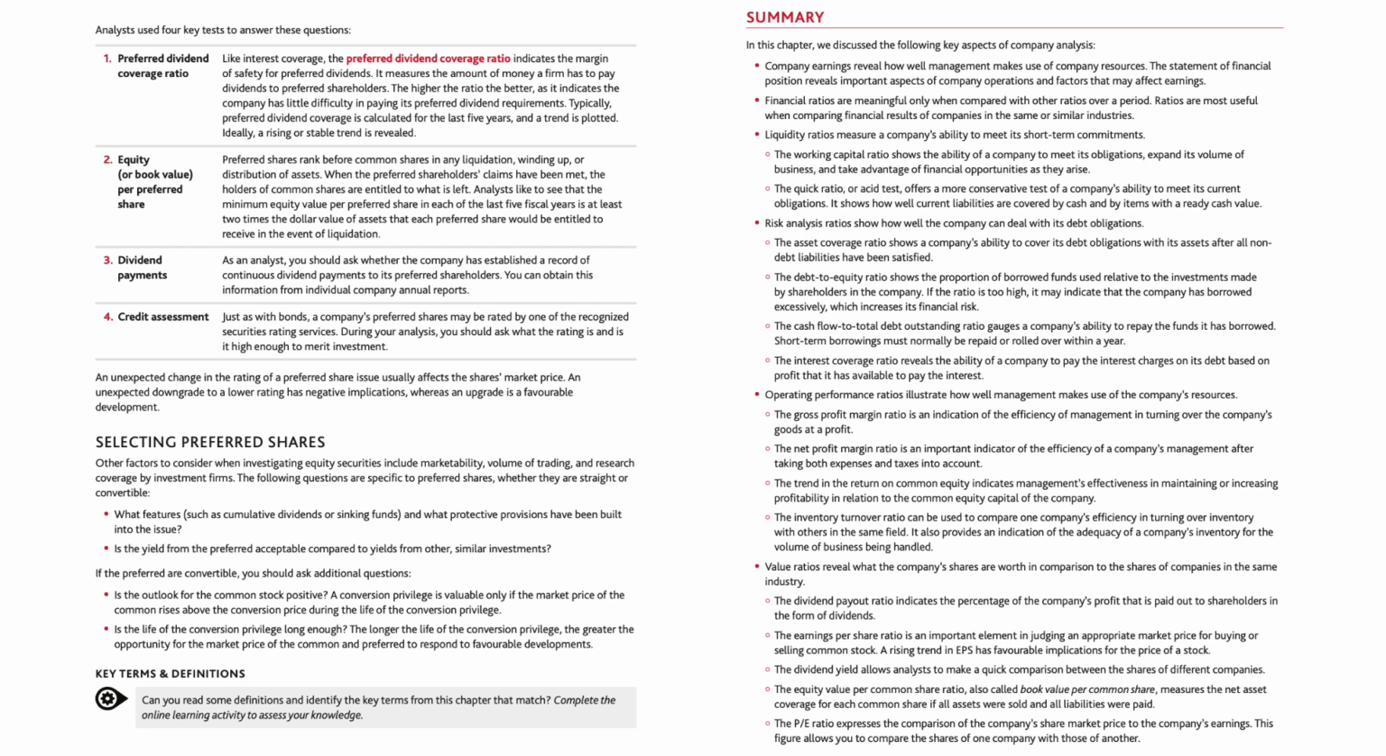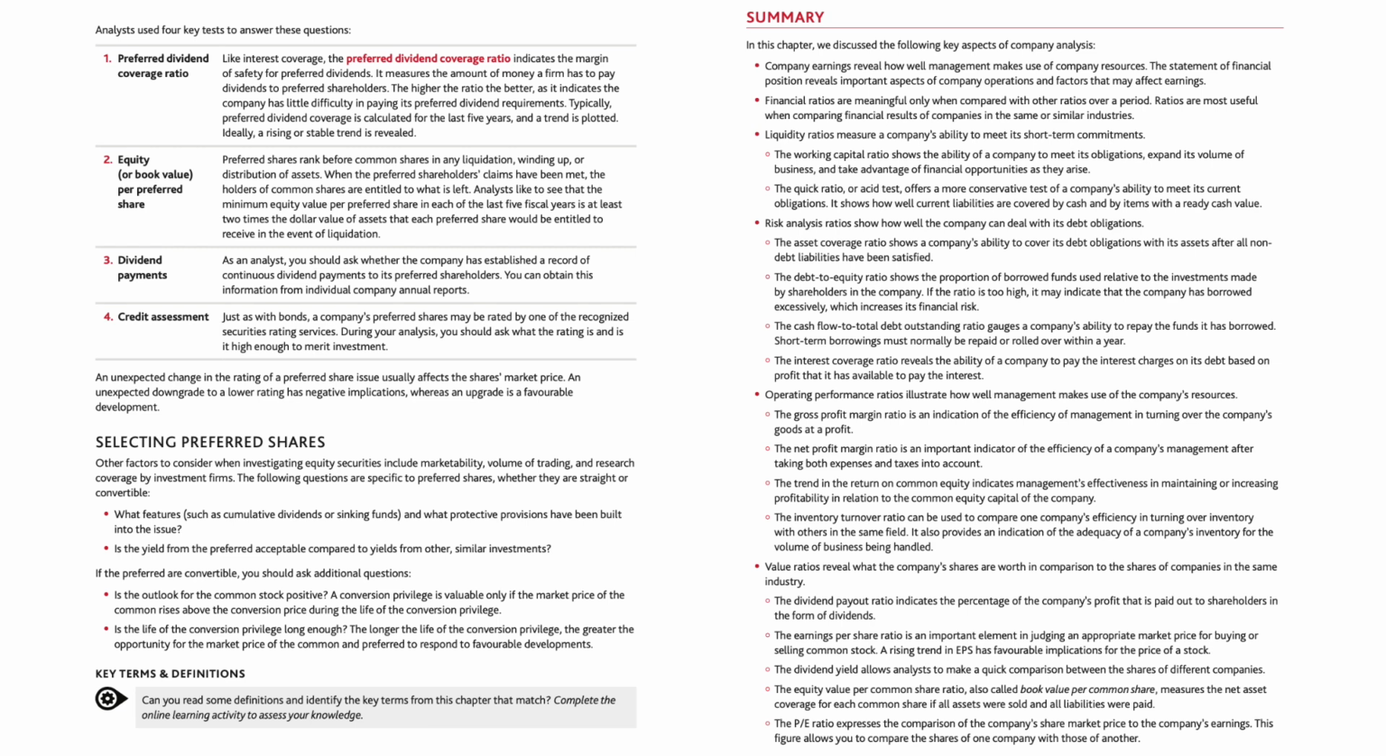The cash flow to total debt outstanding ratio gauges a company's ability to repay the funds it has borrowed. Short-term borrowings must normally be repaid or rolled over within a year. The interest coverage ratio reveals the ability of a company to pay the interest charges on its debt based on profit that it has available to pay the interest. Operating performance ratios illustrate how well management makes use of the company's resources.